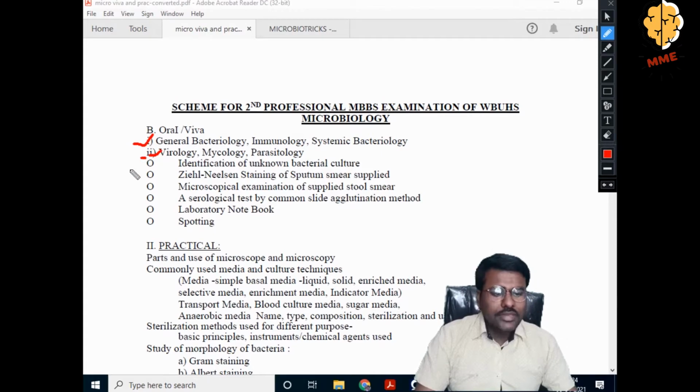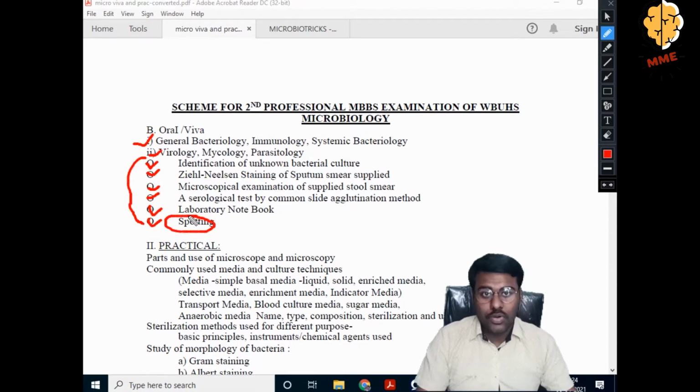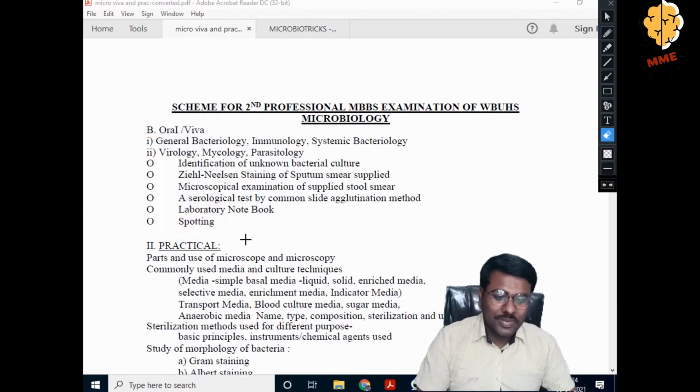Next, you have to perform the practicals: the identification of unknown bacteria, Ziehl-Neelsen stool smear examination or microscopical examination, then slide agglutination test, laboratory notebook and spotting. In spotting, they can give you culture bottles, the identification of spores, that's it. Okay, so this is a very easy practical. First of all, you have to think it is a very easy practical. The microbiology practical is very easy. So let's start with the practical part.